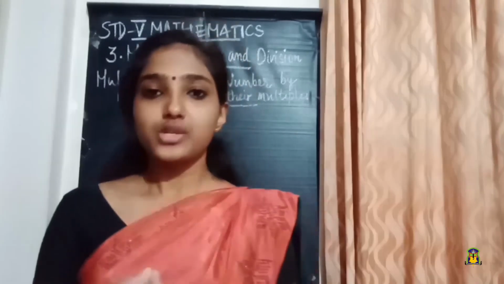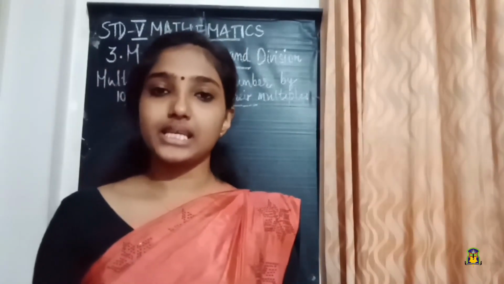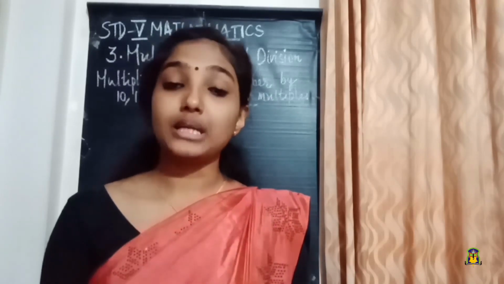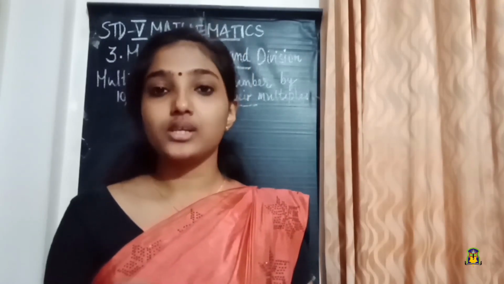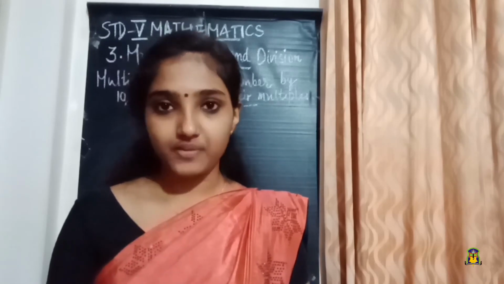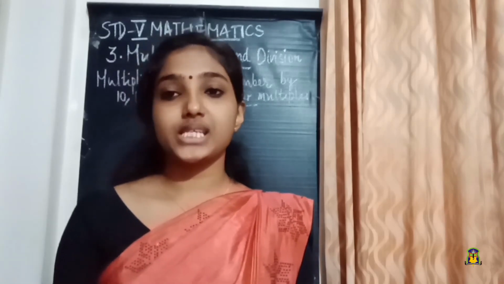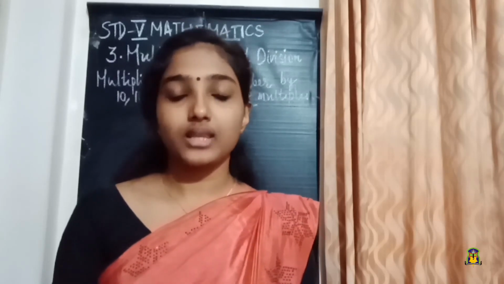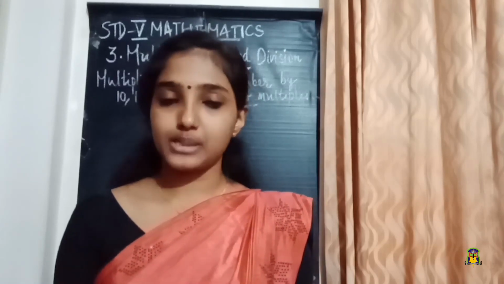Right. So today in this class, we studied the properties of multiplication. There are two properties, multiplicative property of 1 and also the multiplicative property of 0. And also we studied the multiplication of a number by 10, 100 and thousands and also with their multiples.